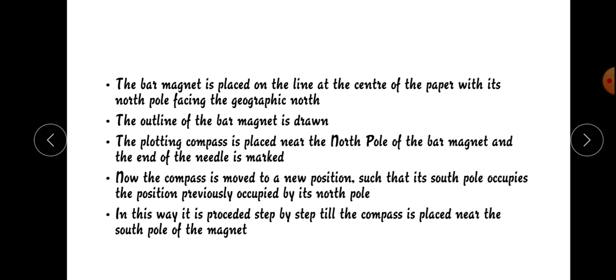Now the compass is moved to a new position such that its south pole occupies the position previously occupied by its north pole. In this way, proceed step by step till the compass is placed near the south pole of the magnet. The field lines travel from the north pole to the south pole.